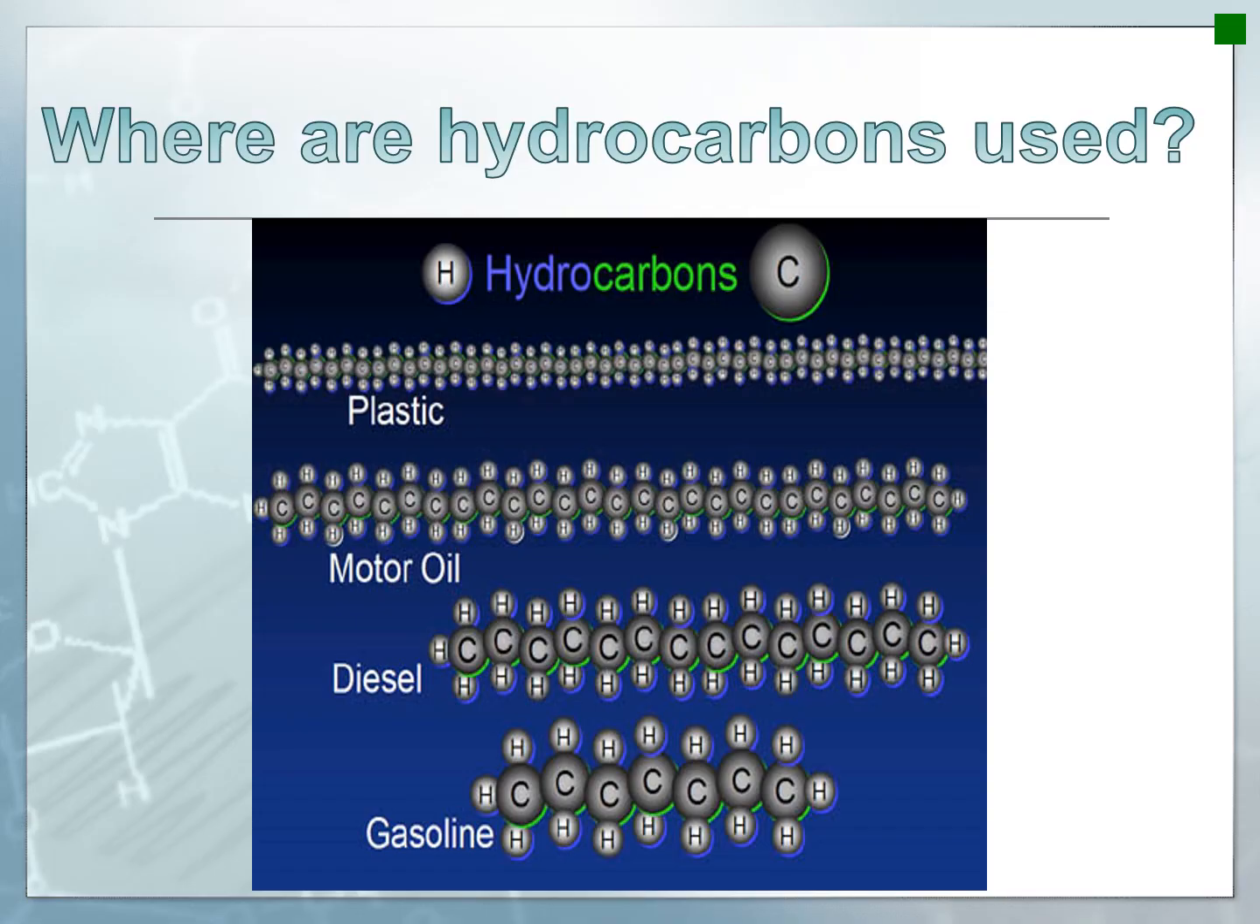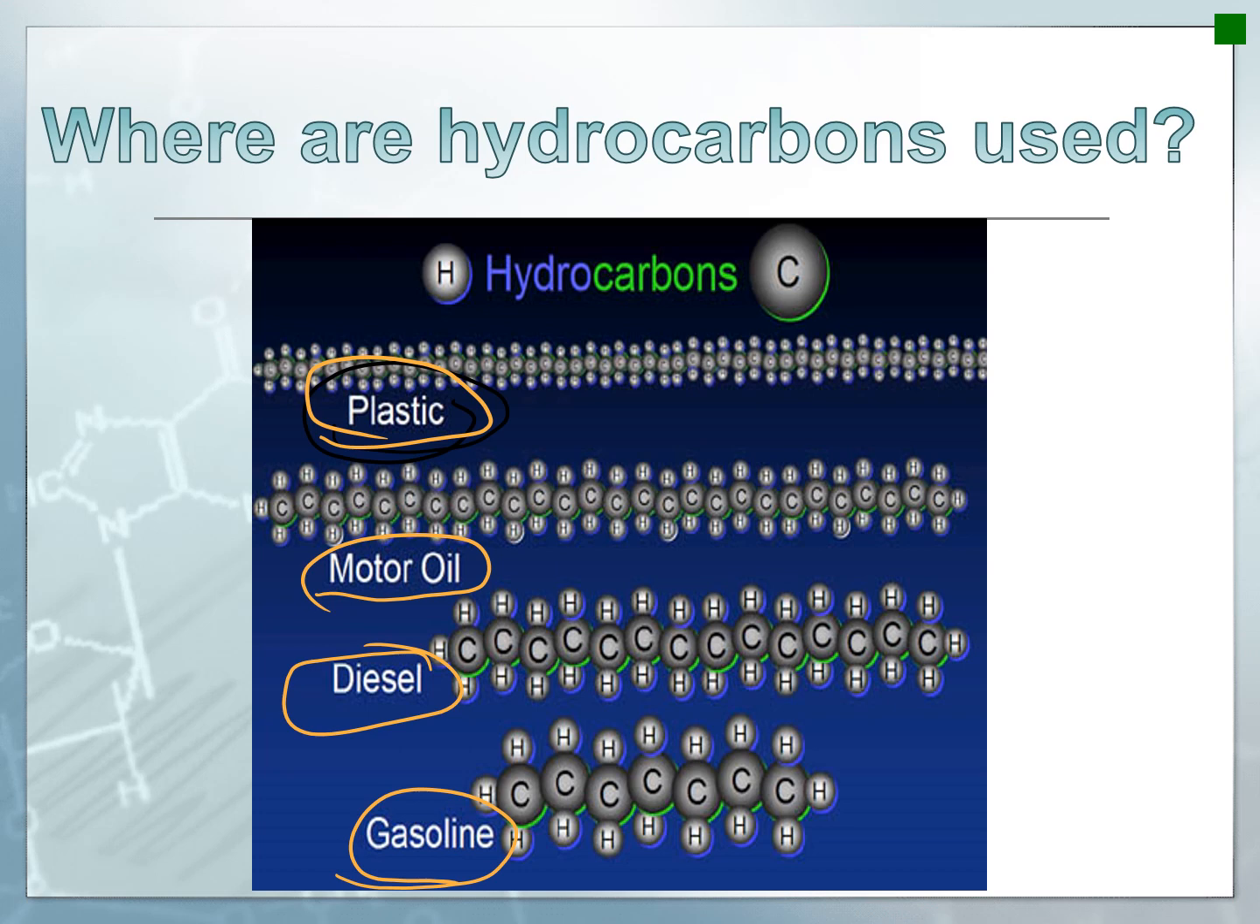All right, so where are these hydrocarbons used? Well, first off, they are used almost everywhere. If you think of all the products of oil, that is where these are used, in addition to natural gas, because that's what they are. You see them in all these plastics. Anything that is made out of plastic uses oil. Motor oil, diesel, gasoline, all of these use hydrocarbons.